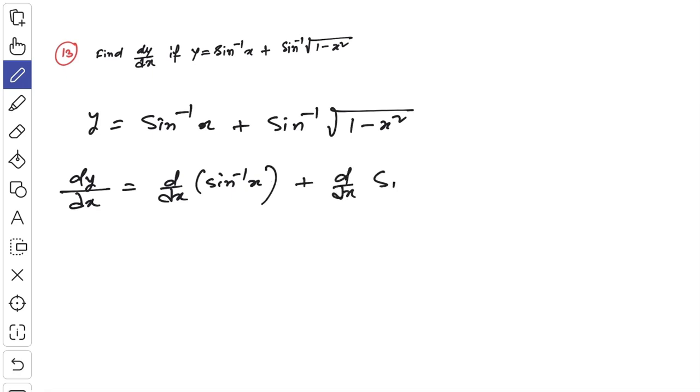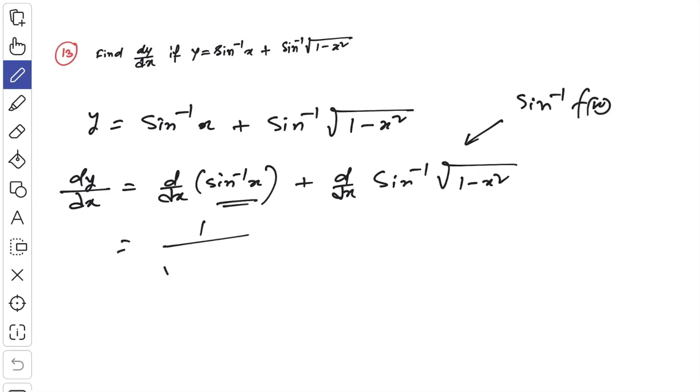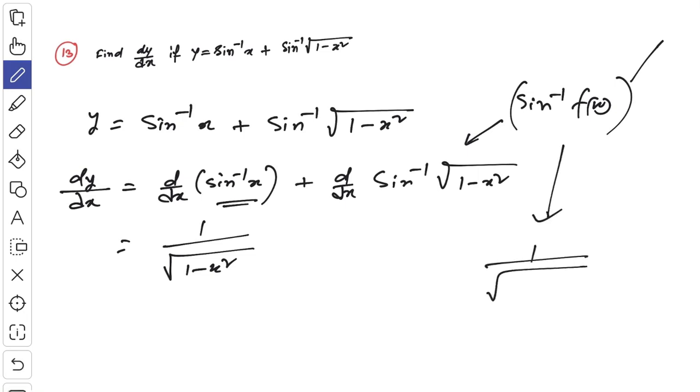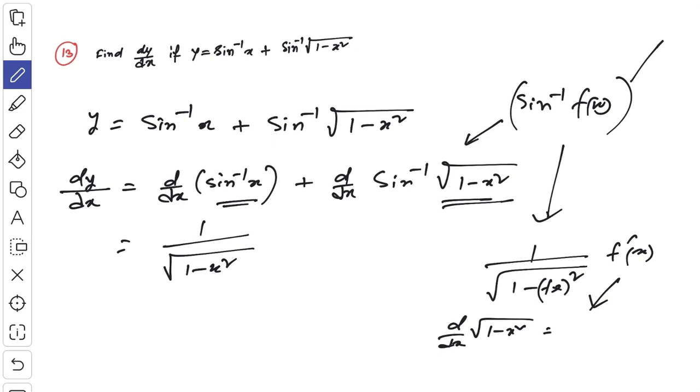and derivative of sine inverse of root over 1 minus x square. So it is in this form, sine inverse f of x, isn't it? And for sine inverse of x, we know the derivative is 1 by root over 1 minus x square. And if you differentiate it with respect to x, then what you will get? 1 by root over 1 minus f of x square, and derivative of f of x. So here in this case, derivative of this f of x will be derivative of root 1 minus x square, isn't it? If you differentiate it, then you will get 1 by 2 root 1 minus x square.